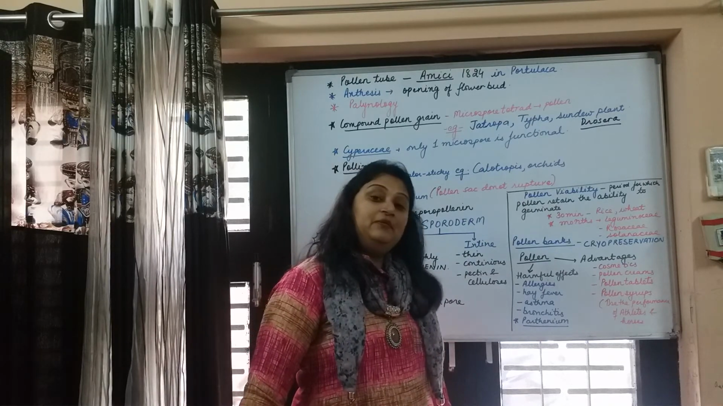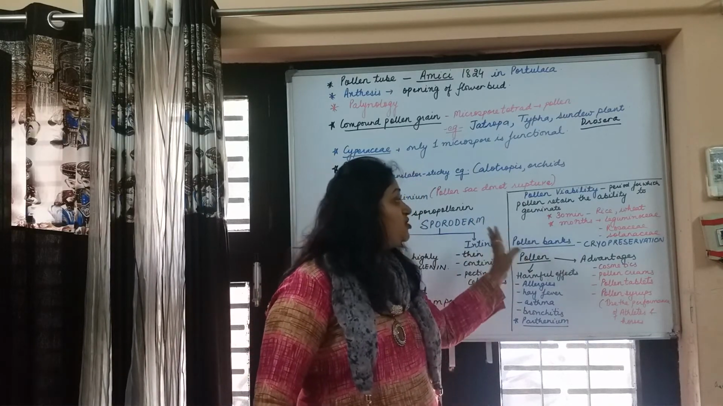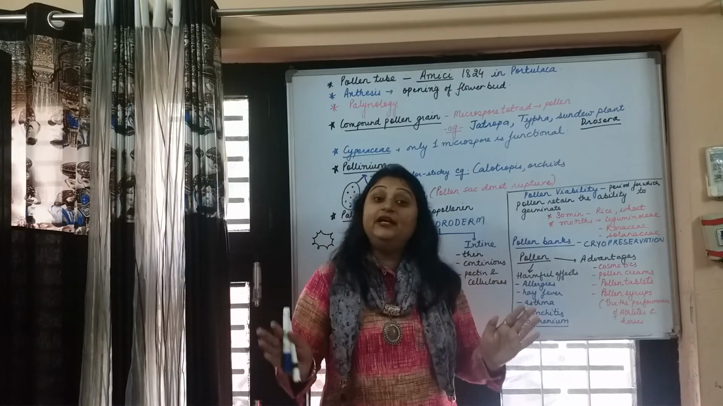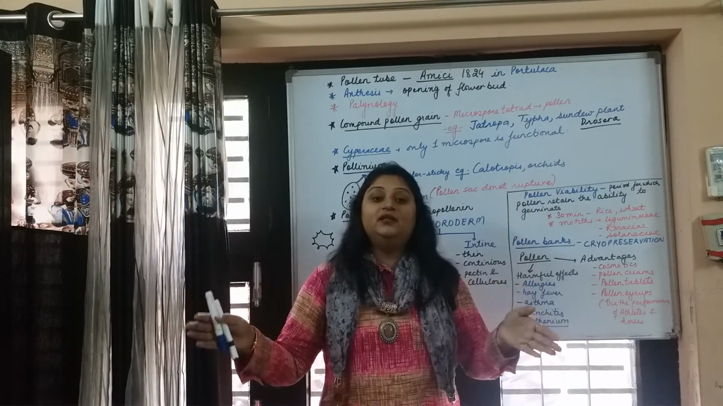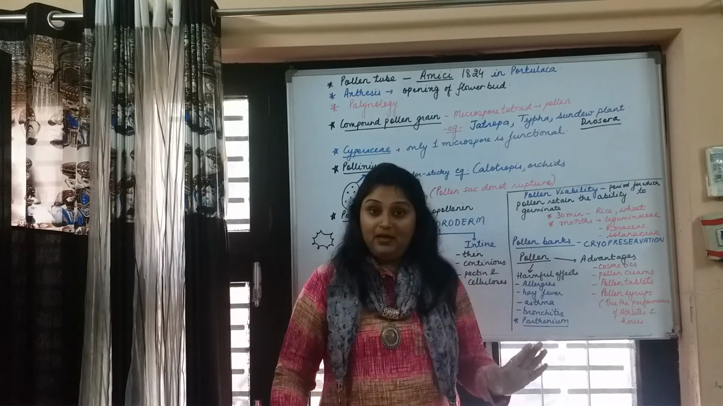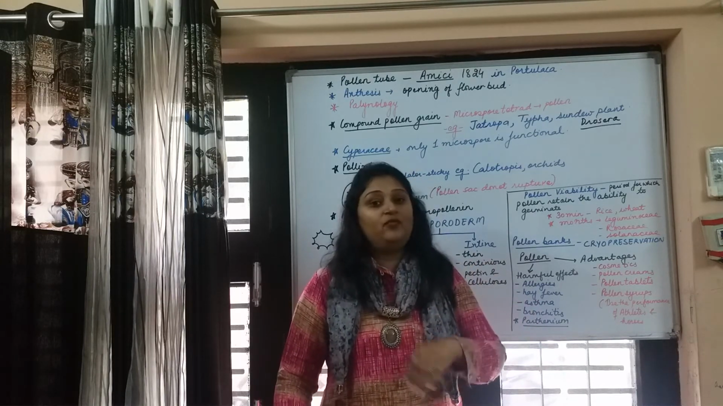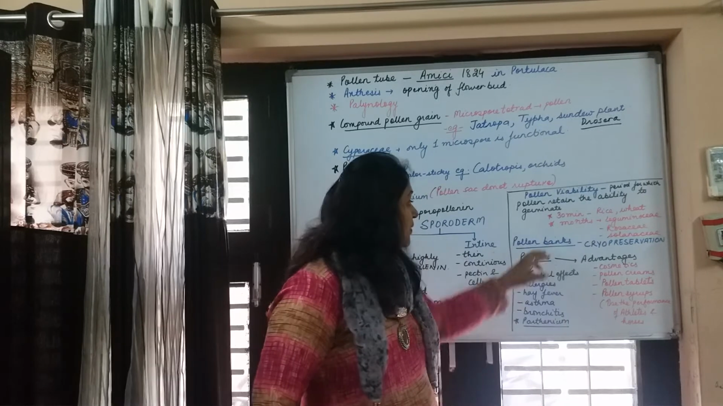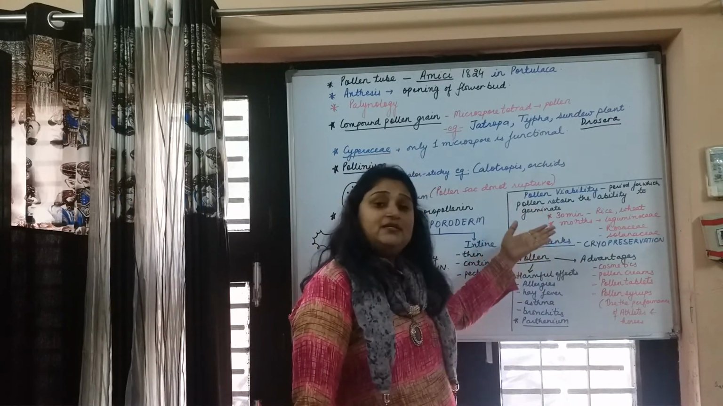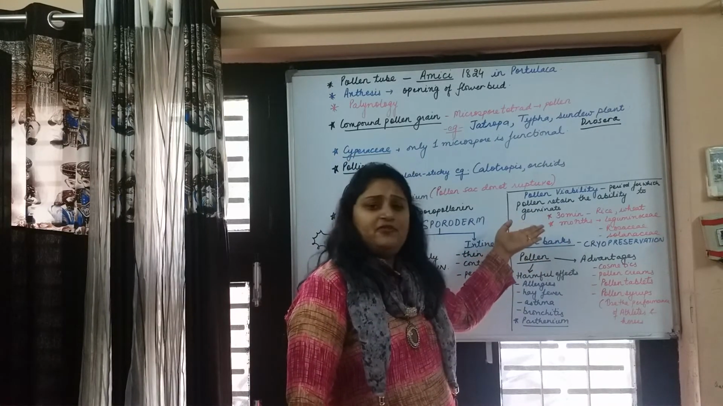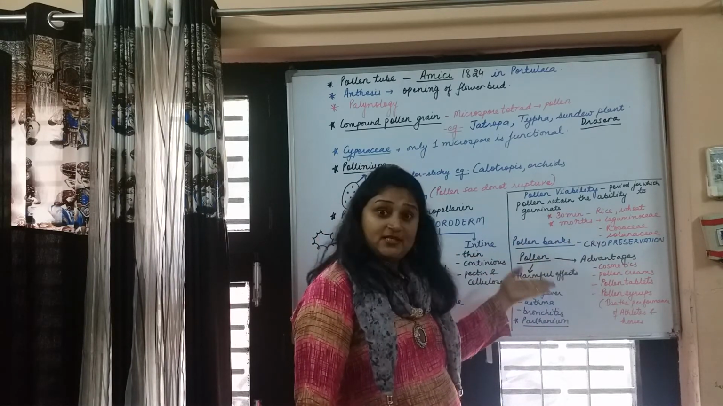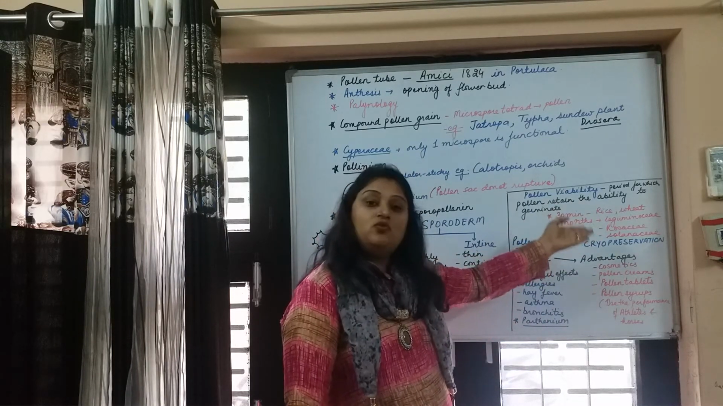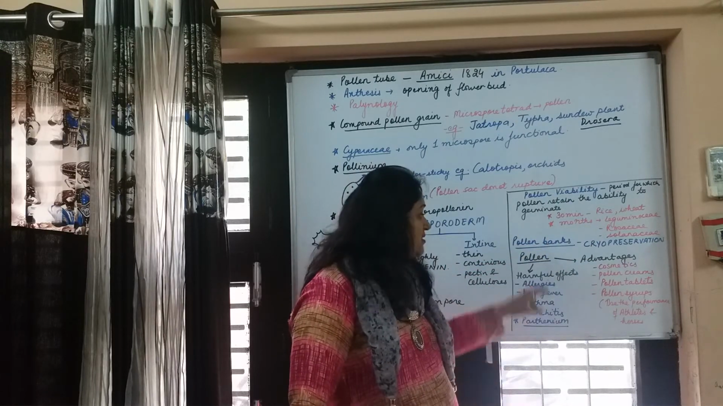Pollen viability means the period for which the pollen retains its ability to germinate. Till that period, the pollen grain is viable. That means it can germinate when favorable conditions occur. And it is different for different species. For example, it is 30 minutes for rice and wheat. It takes months in Leguminosae, Rosaceae, Solanaceae families.